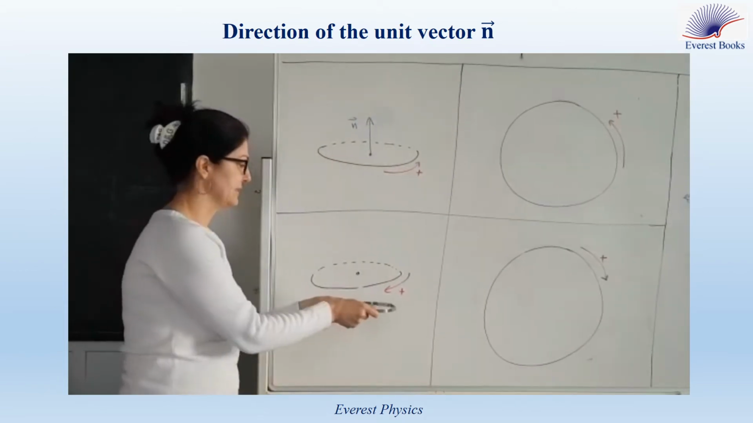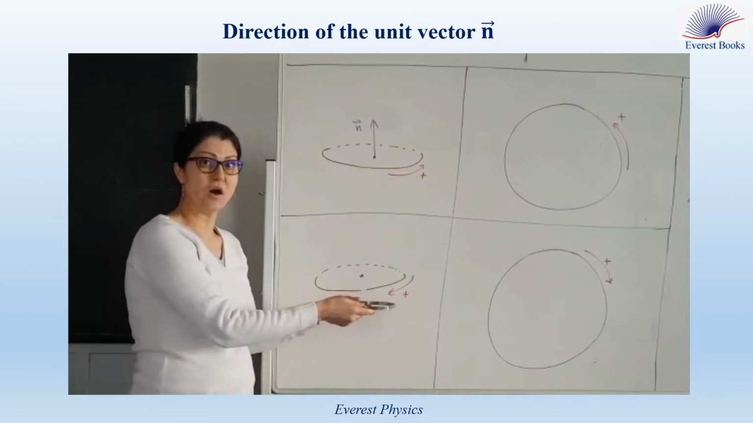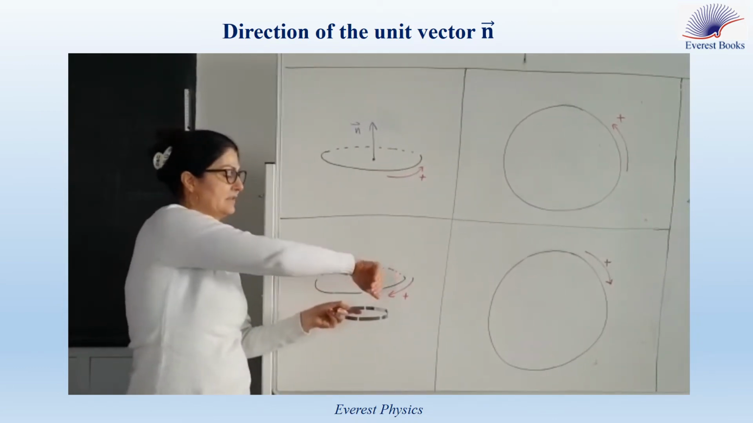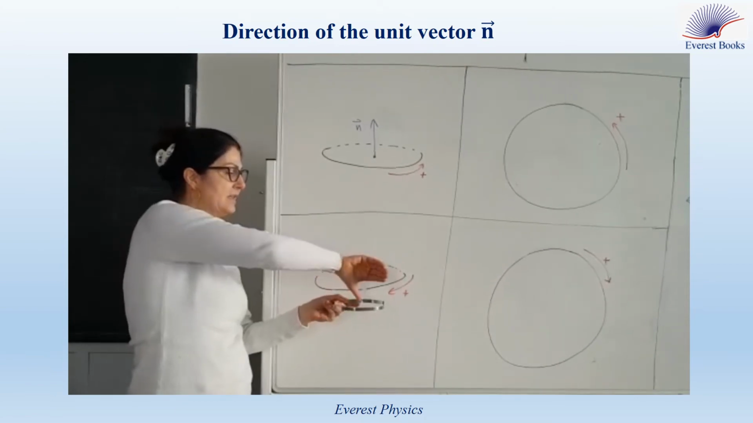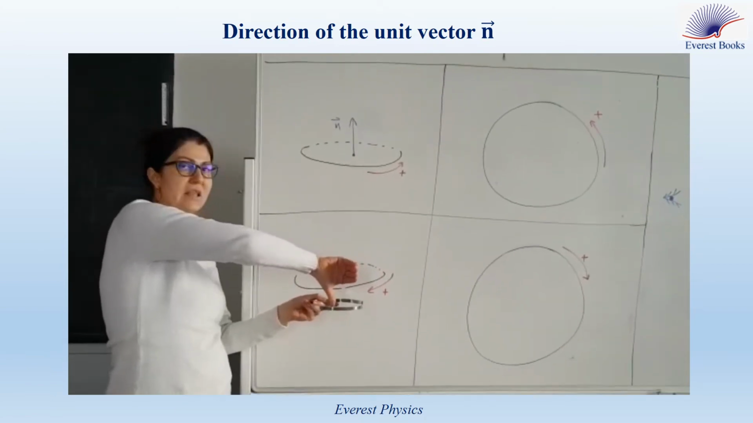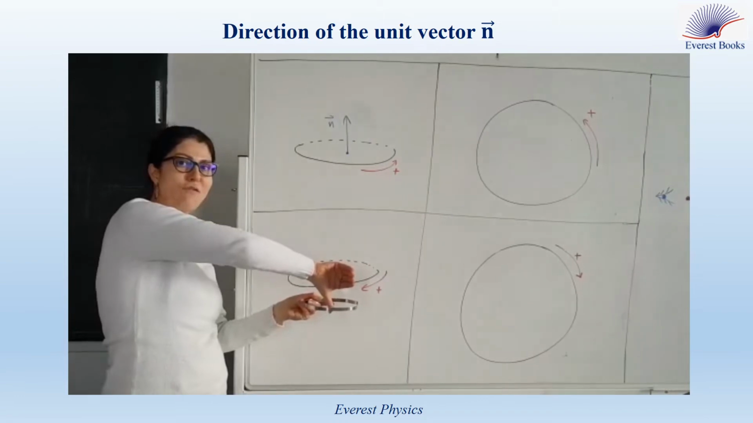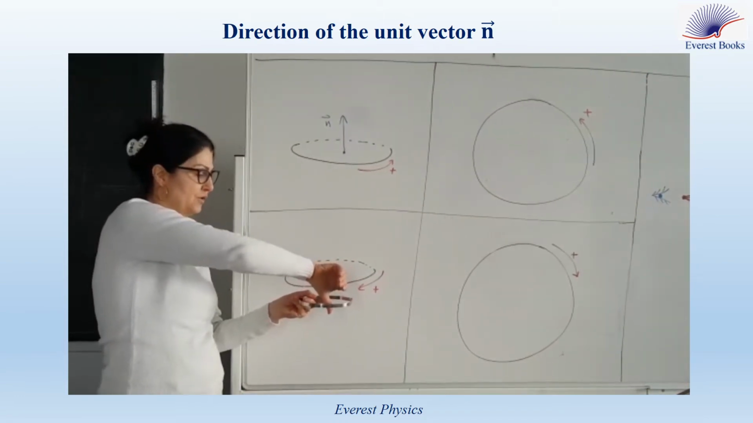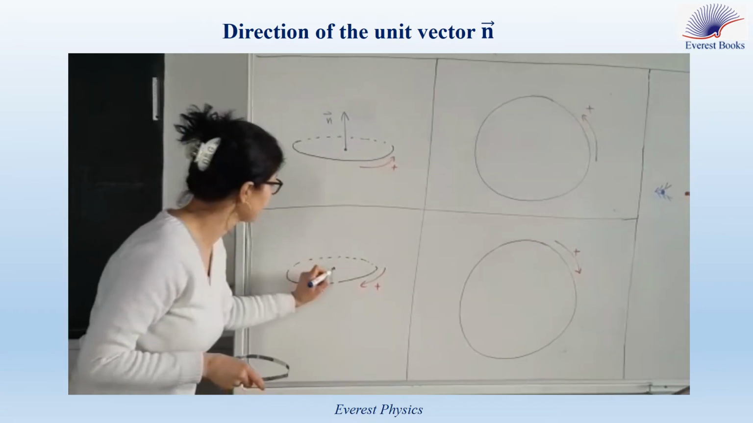Now the second case. The loop is still in the horizontal plane, and now the positive sense is directed this way. In this case, this is the direction of n. It is vertical downward. So this is n.